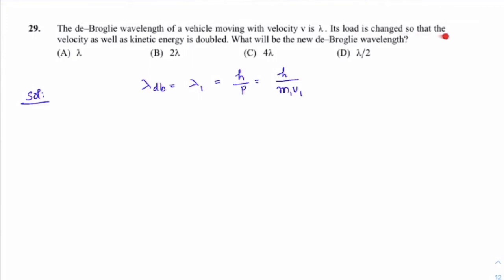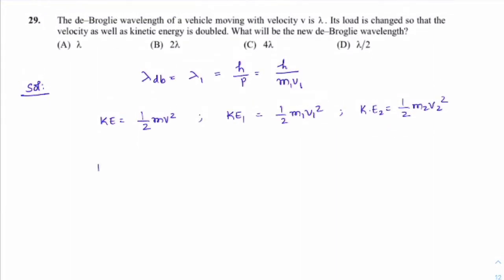Now its load is changed so that velocity as well as kinetic energy is doubled. See, we know that kinetic energy can be written as half m v squared, and here I'll write kinetic energy 1, before it is getting doubled, as half m1 v1 squared. Now kinetic energy 2 is half m2 v2 squared, and the condition given is that kinetic energy 2 is twice kinetic energy 1, as well as v2 is twice v1.